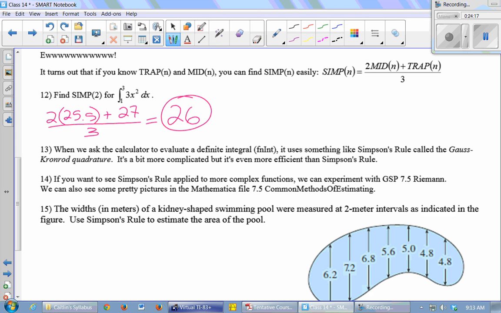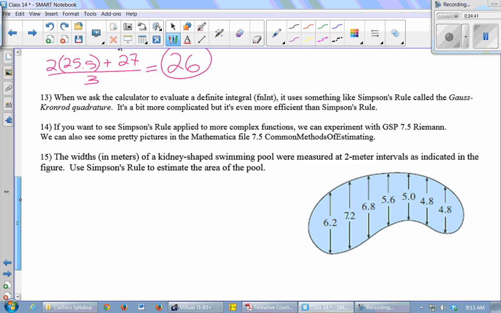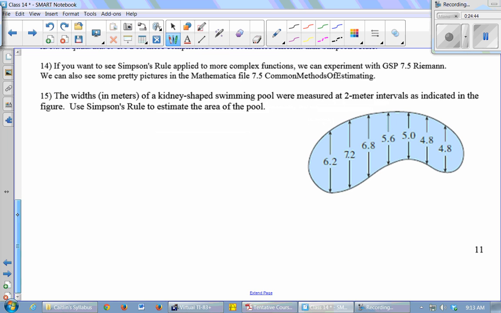When you ask your calculator to evaluate a definite integral numerically, like fnInt, give the function of x and give the bounds, it does something really similar to Simpson's Rule. It's called Gauss-Kronrod quadrature. It's a bit more complicated, even more efficient than Simpson's Rule, but it's pretty similar. And we are not going to look at that, pretty pictures. Well, maybe we'll come back at the end if we get through everything.